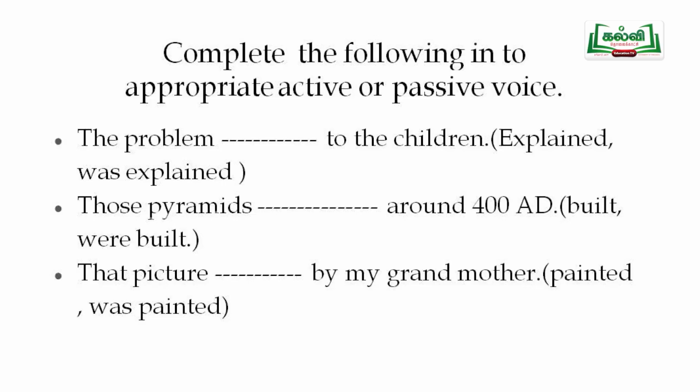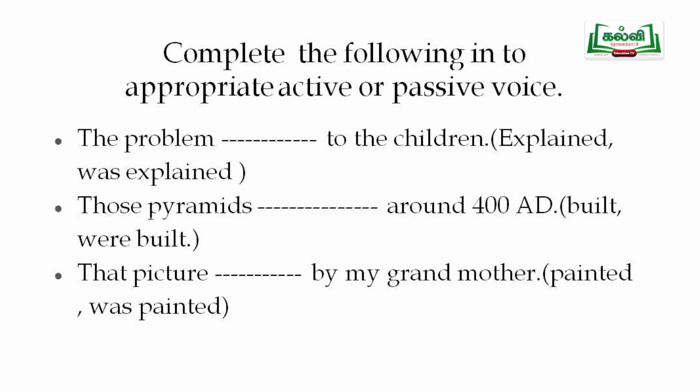Next activity is complete the following into appropriate active or passive voice. Here you have to convert, அதாவது you have to identify the correct active or passive verb. You have to fill up the blanks with the correct active or passive form. Number 1, the problem dash to the children. In the bracket I have given you the answer. Which will be the correct answer? You have to select it.